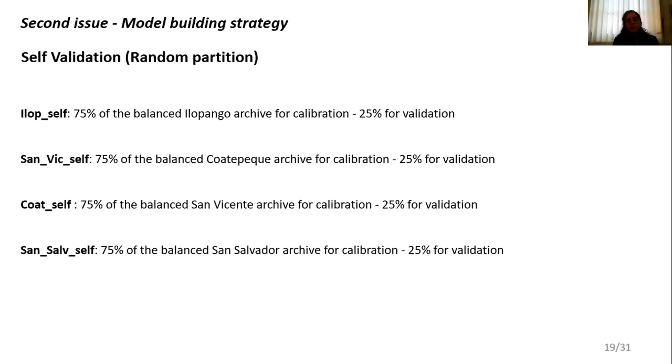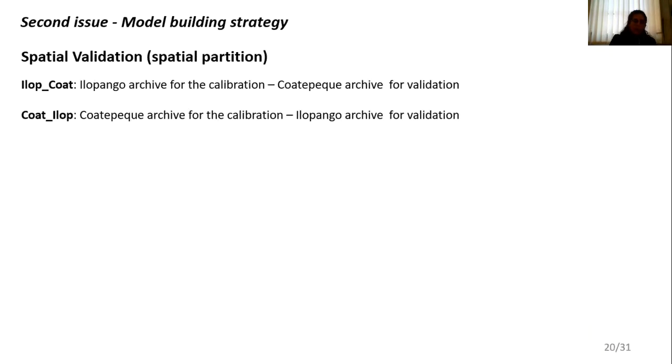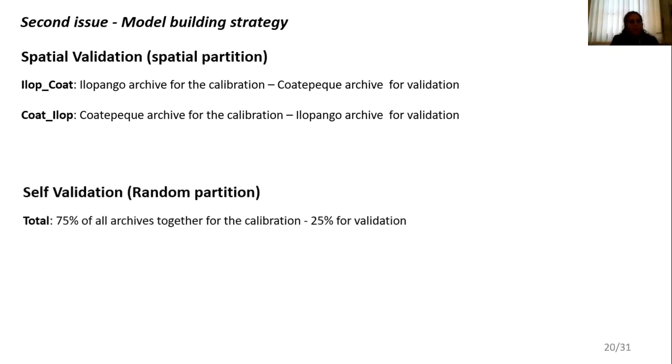Self-validation procedures were employed to evaluate the performance of the models, and then spatial validation schemes were employed to evaluate the skill in predicting the Ida landslide scenario of the Ilopango caldera by using the relationships obtained with the 12E landslide scenario of the Coatepeque area and vice versa. Moreover, by putting together all the archives, a total model was performed and validated.